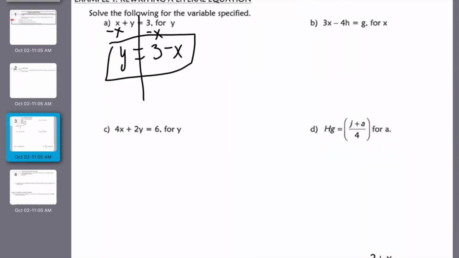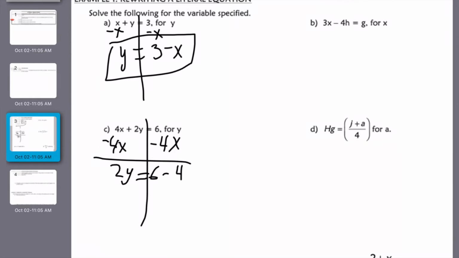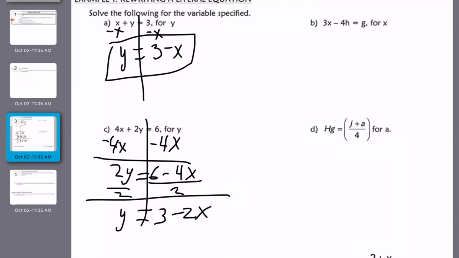Let's do this for c. 4x plus 2y equals 6. And again, I'm solving for y. So the first thing I'm going to do is subtract 4x on both sides. And I'm left with 2y equals 6 minus 4x. And then I divide the left and the right hand sides by 2. And I get y equals 3 minus 2x. And that's all I have to do for that one.